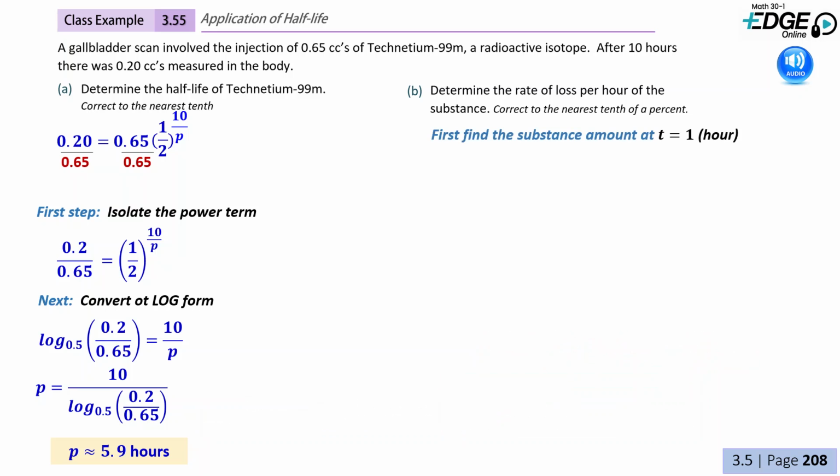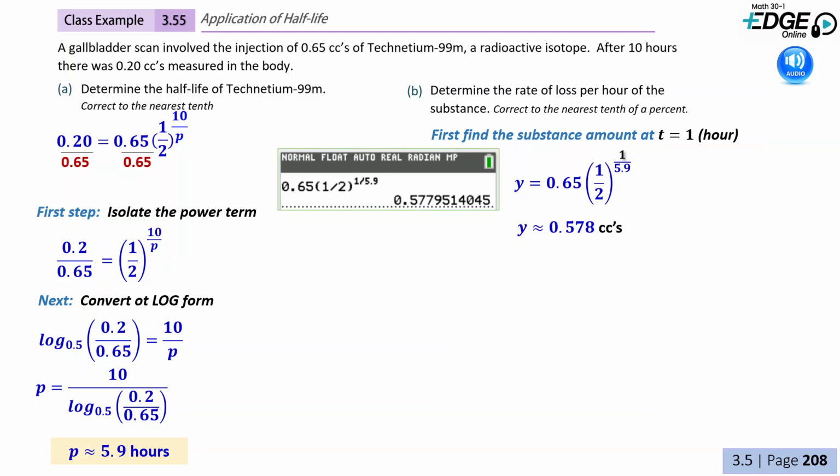All right, B, determine the rate of loss per hour of the substance. So first step, find the substance amount at 1 hour. So here was our equation from before. And this time, we don't know what the substance amount is. We're going to solve for that. We were given it originally, but this is a new question. We're going to solve for Y when T is 1 hour. So in this case, we have 0.578.